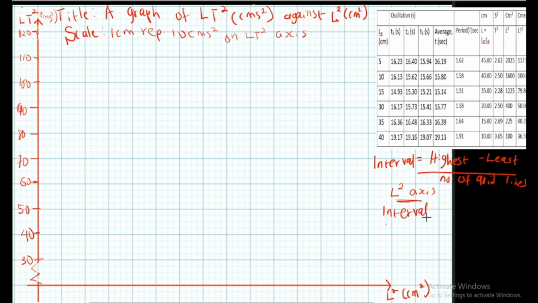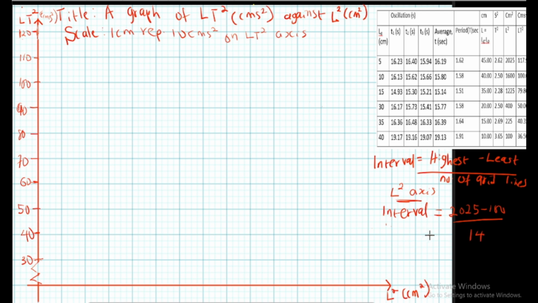The interval will be equal to, now what's your highest value here? 2025, and then the least is 100. So we have 2025 minus 100 divided by the number of grid lines. Now, how many grid lines do we have here? 1, 2, 3, 4, 5, 6, 7, 8, 9, 10, 11, 12, 13, 14. So divide this by 14, and that will give us our interval.